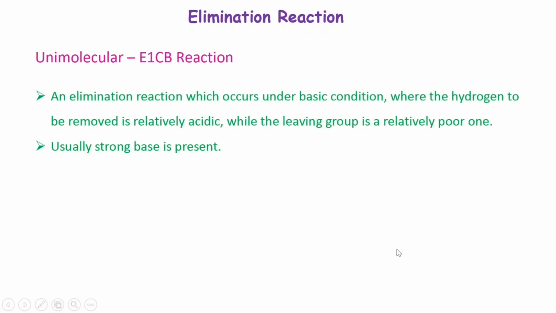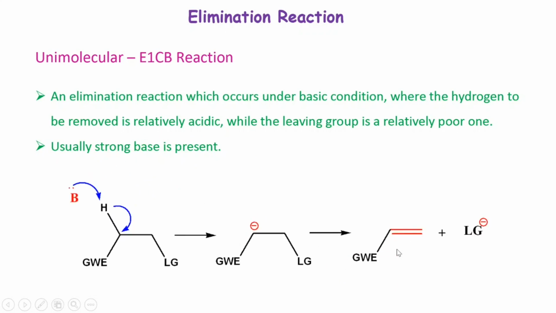Next, we will see the third type of elimination reaction, that is unimolecular E1CB reaction. An elimination reaction which occurs under basic condition where the hydrogen to be removed is relatively acidic, while the leaving group is relatively poor. Usually strong bases are used for this reaction. Here you can see the example of this reaction in which base abstracts this proton and forms a carbanion. After formation of the carbanion, the negative charge acts as a driving force and departure of leaving group and formation of alkene take place.